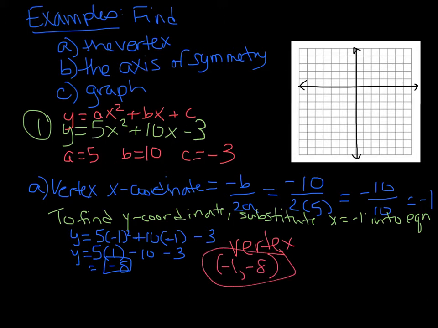For part B, I asked you to find the axis of symmetry. One little hint for that is that it is always the exact same thing as the x-coordinate of the vertex. So you don't really have to do any work once you've found the vertex. It's just going to be at x equals negative 1.